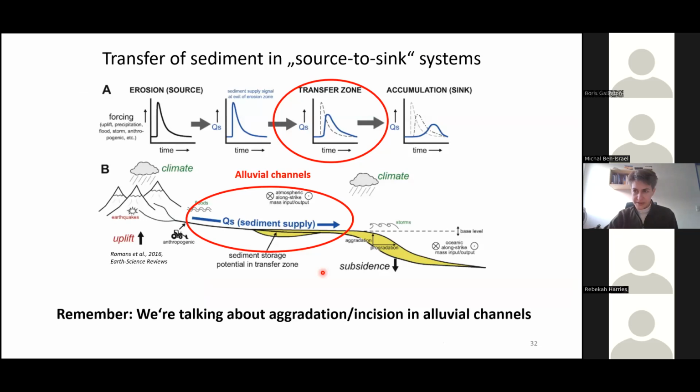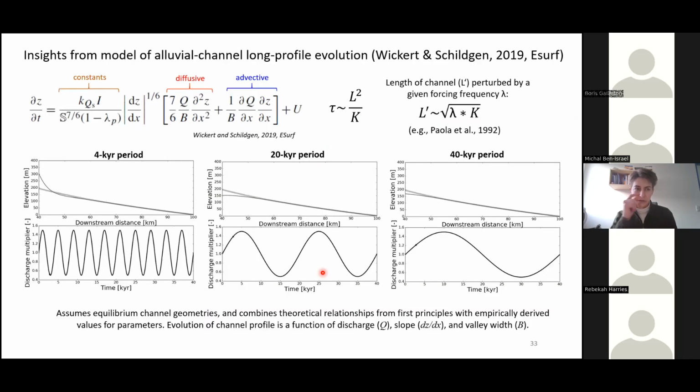Okay, and we also want to keep in mind exactly what we're looking at. All right, we're looking at these alluvial fan lobes and river terraces. So we're looking at signals of aggradation and incision along these alluvial channels. Okay, so to really understand what we're seeing, it is very helpful that Andy Wickert, as part of his postdoc, developed a model for the evolution of alluvial channel profiles, and specifically these are gravel-bedded channels.